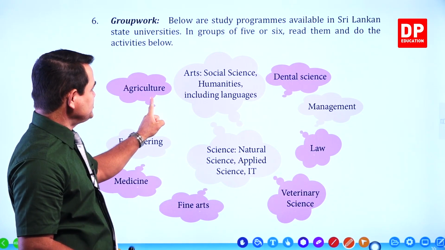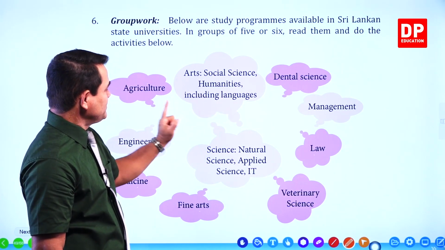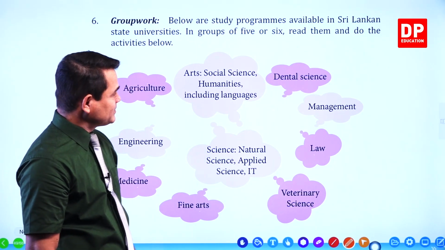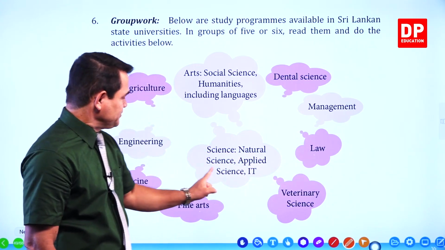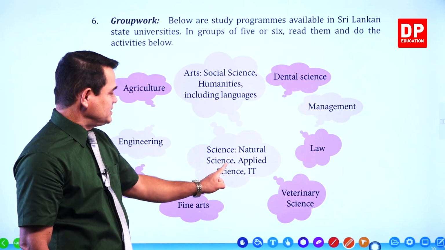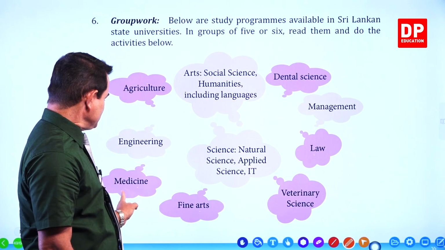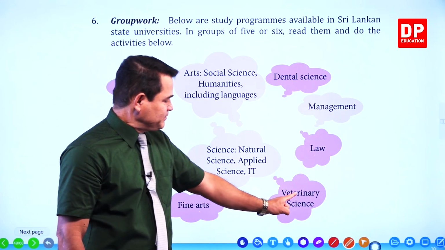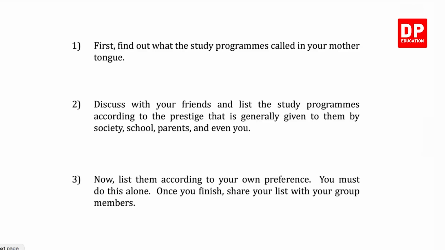So agriculture, arts, social science, humanities including languages, dental science, management, law, science, natural science, applied science, IT, engineering, medicine, fine arts, veterinary science. Now let's see the activities. First, find out what the study programs are called in your mother tongue.